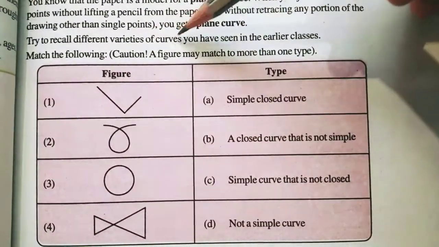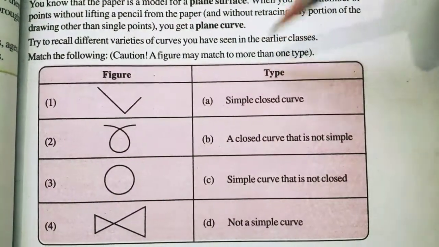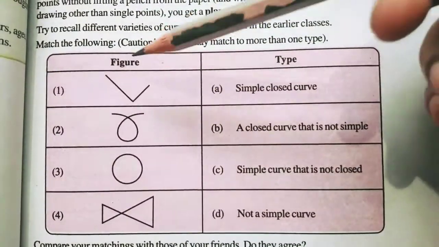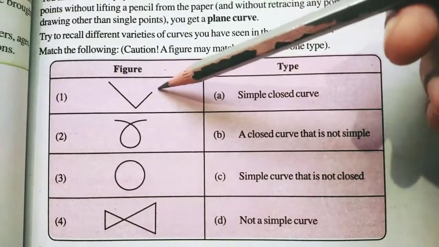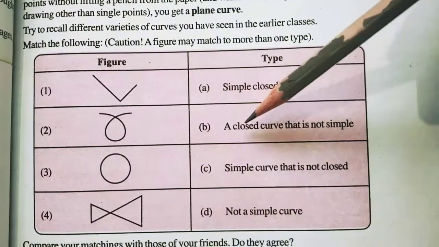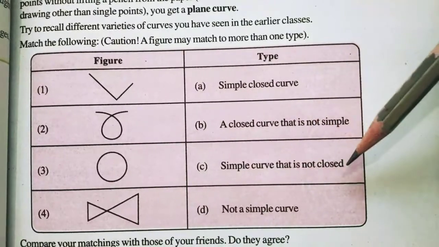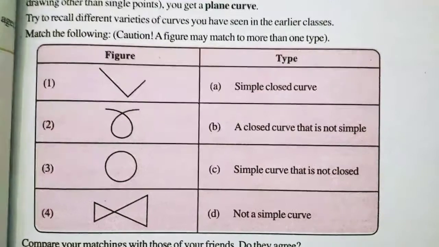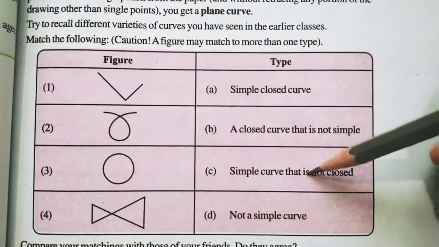So match the following. A figure may match more than one type. Let's see what figures there are and what is the type of each figure. This figure is made up of two lines, this is a straight line. So what type of figure is it? Simple closed figure, a closed curve that is not simple, a simple curve that is not closed, not a simple curve. So is it a curve? So this figure is a simple curve that is not closed.